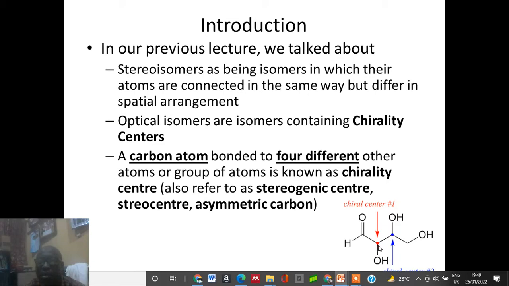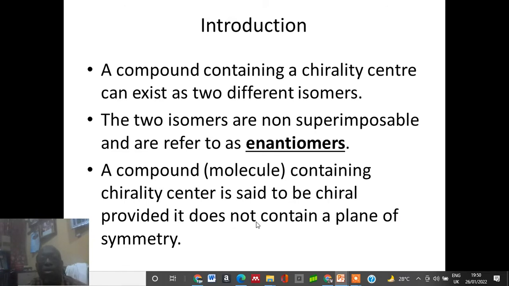The red dot here is a chirality center. Similarly, the blue dot here is also another chirality center. A compound containing a chirality center can exist as 2 different isomers. We learned this previously. The 2 isomers are non-superimposable and are referred to as enantiomers. In other words, enantiomers are non-superimposable isomers that are mirror images. A compound or a molecule containing a chirality center is also a chiral compound or a chiral molecule, provided it does not contain a plane of symmetry.